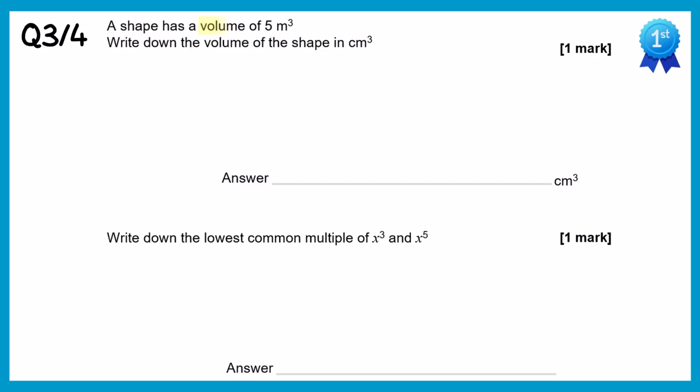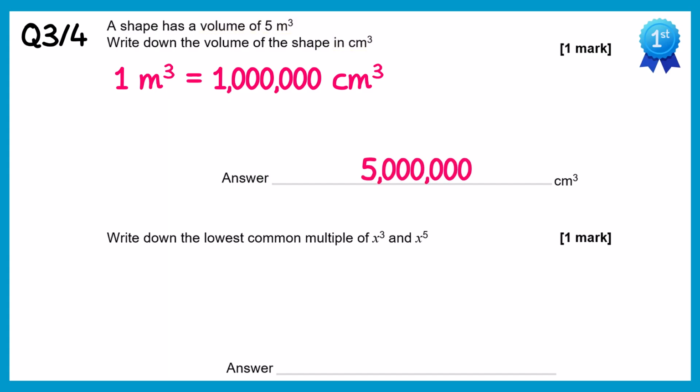In question 3, we have a shape that has a volume of 5 meters cubed, and we need to write this in centimeters cubed. You need to know that 1 meter cubed is the same as 1 million centimeters cubed. So if we have 5 meters cubed, we need to multiply 5 by 1 million. 5 times 1 million is 5 million.